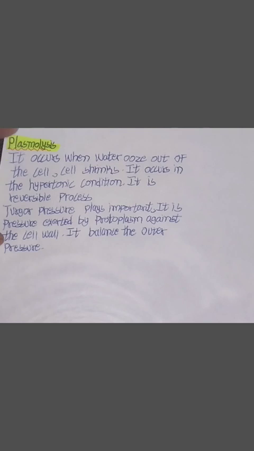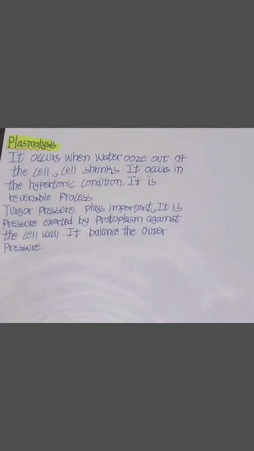As the name suggests, plasmo and lysis. So this occurs when the water oozes out of the cell and it shrinks. As we see, if we remove the water from a balloon, it shrinks. So like that only the cell, if we remove the water from the cell, then the cell also shrinks. It is due to the osmotic pressure which decreases. Due to this, the cell shrinks. It occurs in the hypertonic condition.